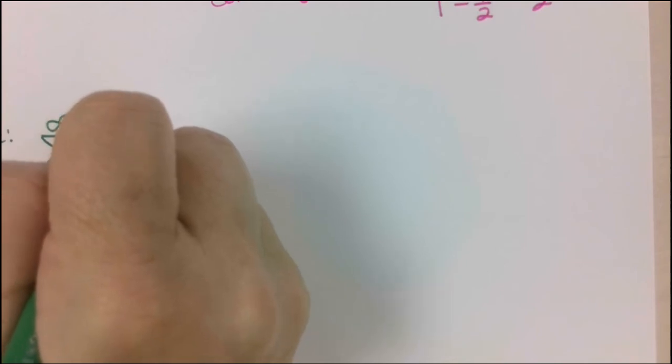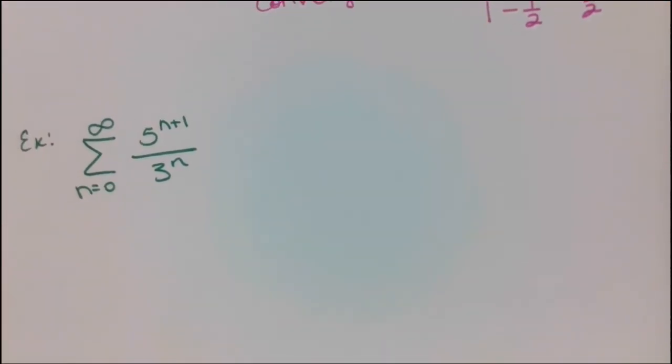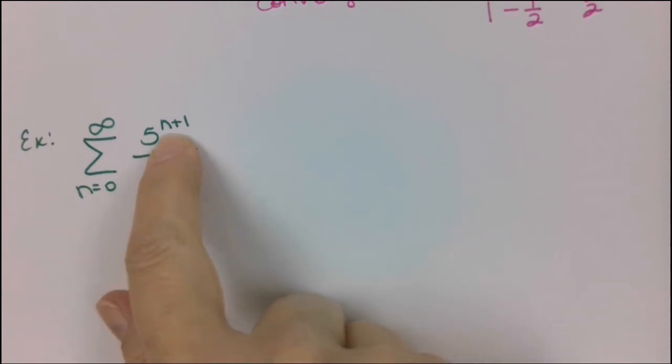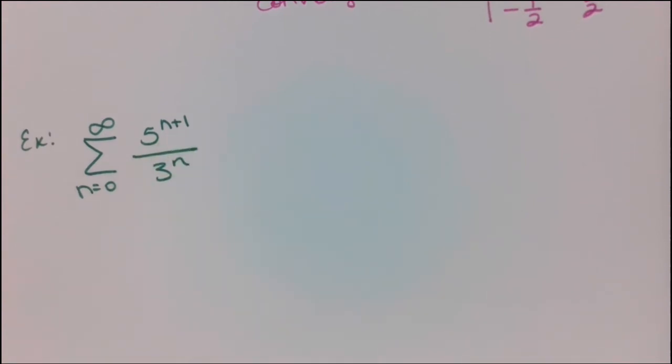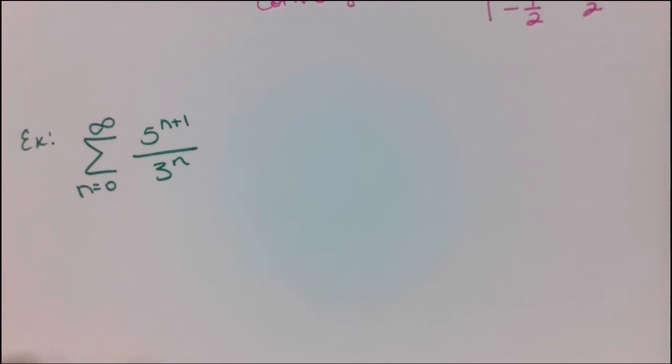Let's say that we have this series. Infinite series of 5 to the n plus 1 over 3 to the n. And when I look at this, I see that we have some constants raised to the n power. And if I want to identify that common ratio, sometimes it can be helpful to rewrite the term and get it into that form of the constant times the common ratio to the nth power.